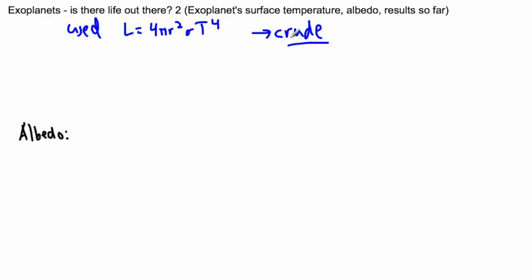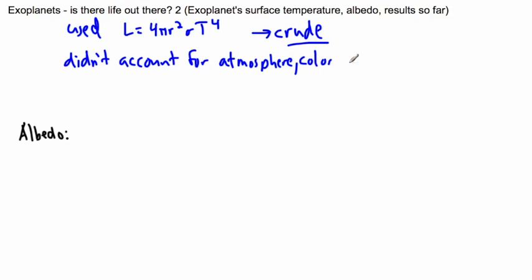It didn't account for lots of things, but one of the main things is the effect of an atmosphere, or even the color of the planet. When I talk about the color, I'm talking about this term right here that's called albedo. We're going to talk about that in just a second. So this is what we were doing before.